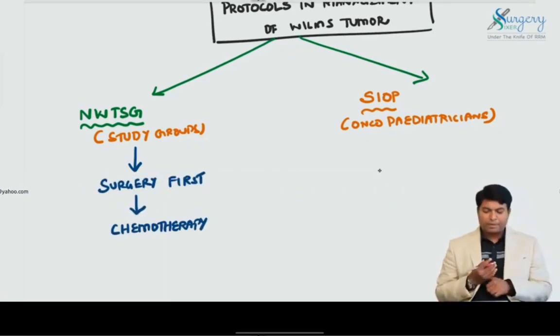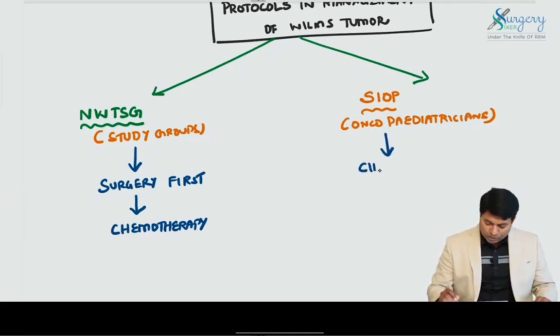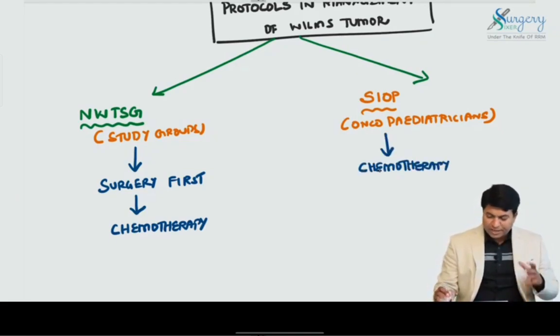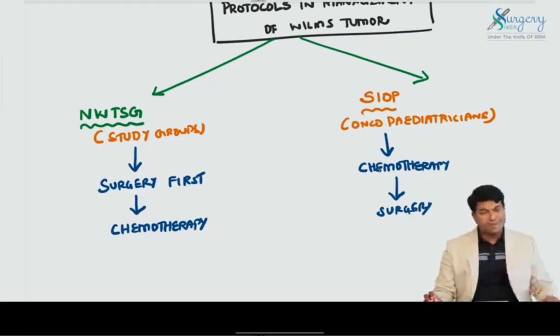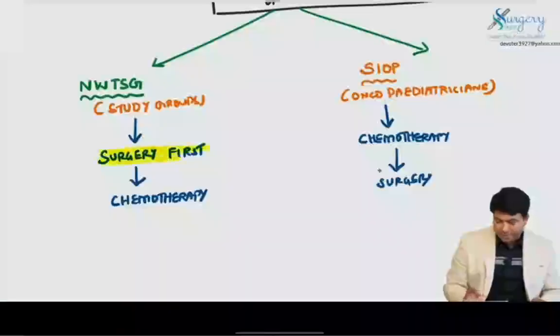This is a very important point. But in the SIOP group, the moment they catch the patient, they put chemotherapy first and shrink the tumor, then they do surgery. So I used to remember that the oncopediatric guys are always chemotherapy first, followed by surgery. National Wilms Tumor Study Group guys are surgery first. SIOP guys, chemotherapy first.